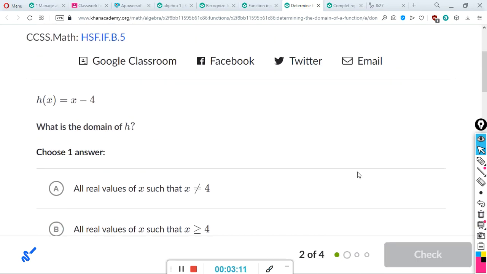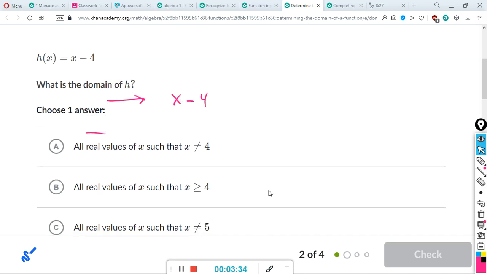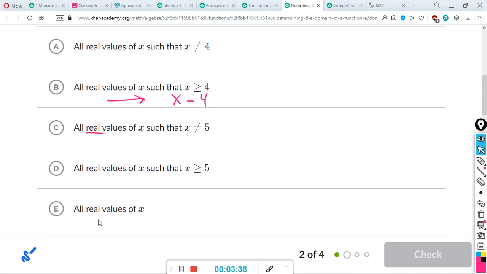All right. What is the domain of H? Here we just have x minus 4. So no matter what you plug in for x, you'll be able to solve it. If it's 0, if it's negative, if it's positive, doesn't matter. What you plug in for x, everything will have an answer. So it's going to be E, all real values of x.